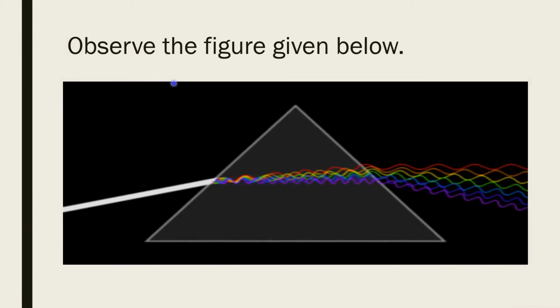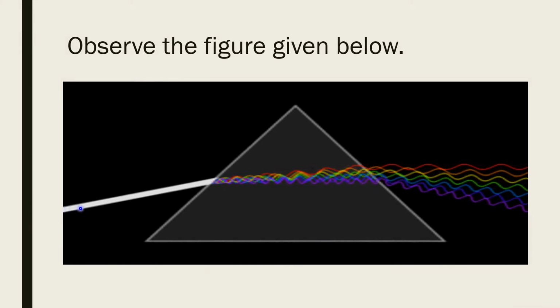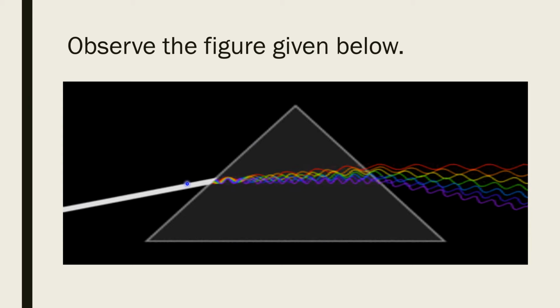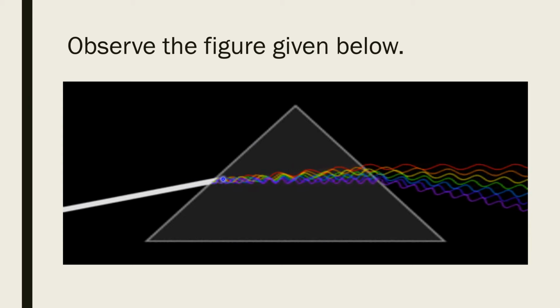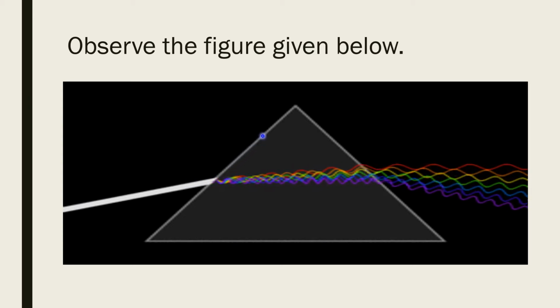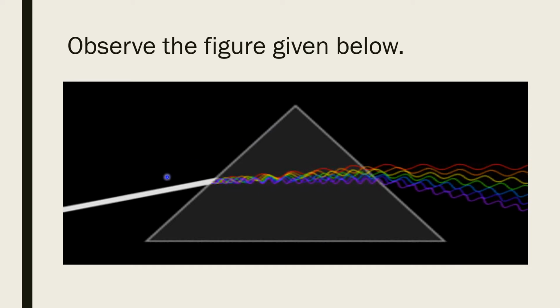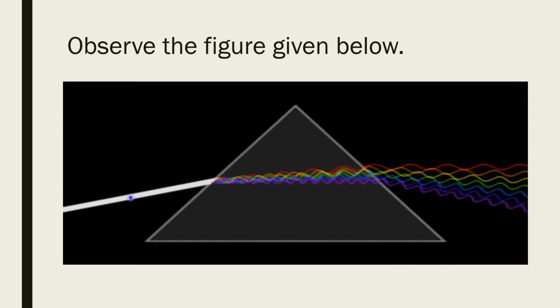Observe the figure given below. So assume this is a light and then it passes through a triangle. What happened to the light passing through that triangle?